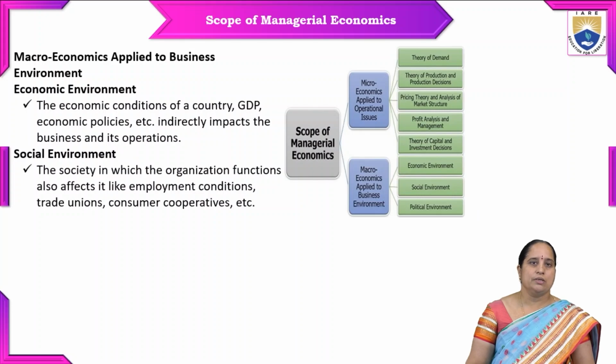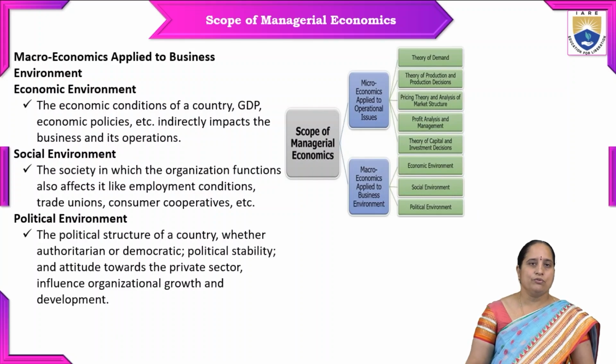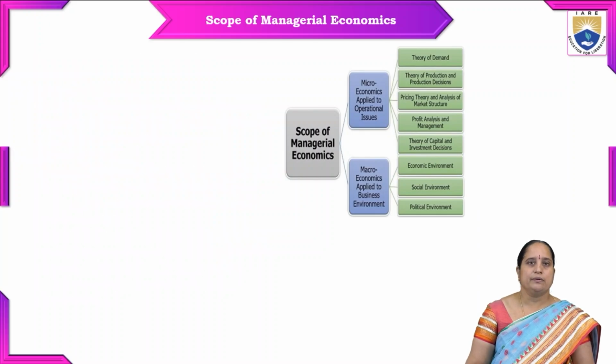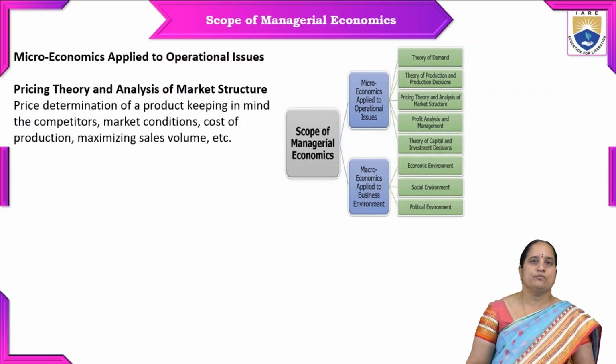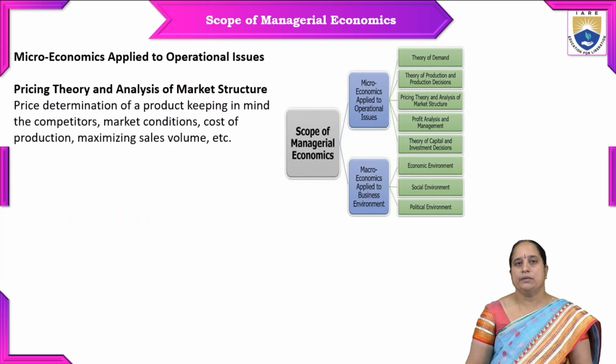The society in which the organization functions also affects it, like employment conditions, trade unions, consumer cooperatives, etc. And political environment, the political structure of a country, whether authoritarian or democratic, what type of leadership it is, and political stability and attitudes towards the private sector influence organizational growth and development. And microeconomics applies to operational issues, pricing and analysis of market structure. So, price determination of a product keeping in mind the competitors, market conditions, cost of production, maximizing all these things come into the picture.